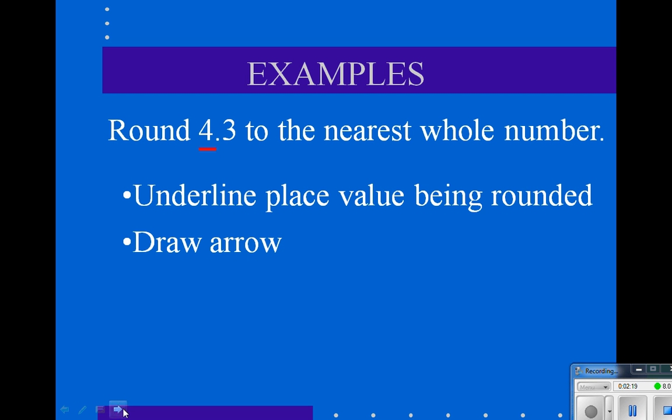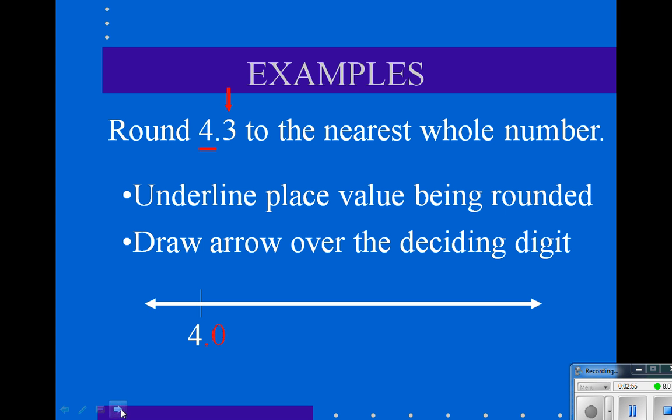So let's look at the first example. We are going to round 4.3 to the nearest whole number. So we underline the 4 because the 4 is in the whole number's place, and we are going to look at the 3 next to it. If you think about the poem, 0 through 4, just ignore. 3 falls between that. So 4.3 will stay the same as 4.